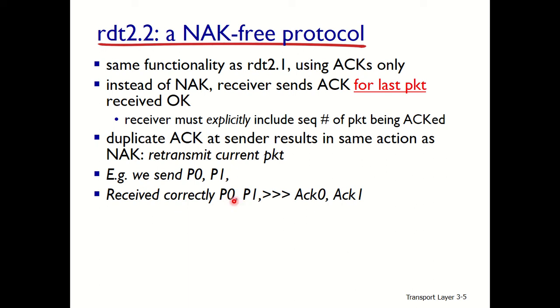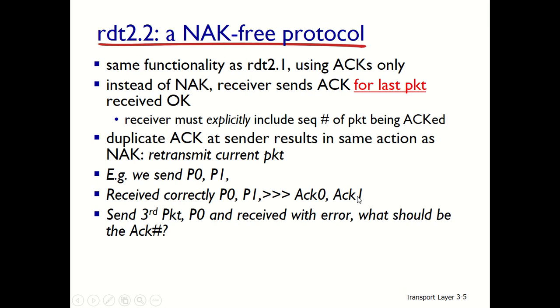So when P0 is received correctly, acknowledgement 0 is sent by the receiver. When P1 is received correctly, acknowledgement 1 is sent by the receiver. Now the receiver is waiting for the next packet, the third packet with the sequence number 0. Now suppose that the sender sent the third packet P0 and it is received with error.